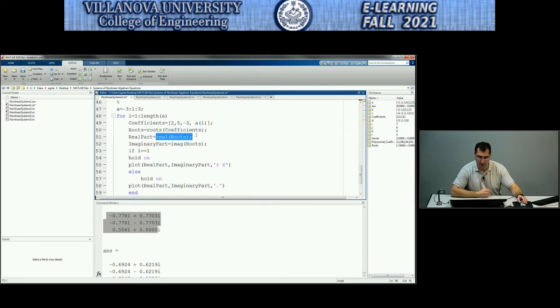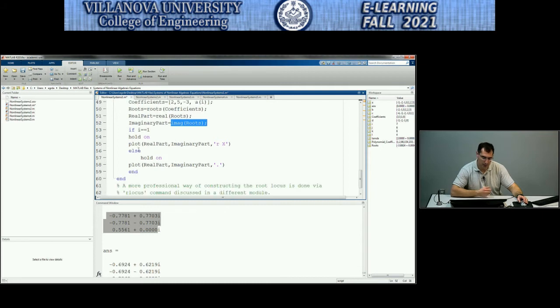I'm extracting the real part and the imaginary part of those roots. Usually, since you want to distinguish between the beginning of that migration of the root locus and the end of it, typically for the initial value of the root, you mark it with x. So if i is equal to 1, you plot the real part versus the imaginary part using the x symbol. And for everything else, you plot it with the dot.